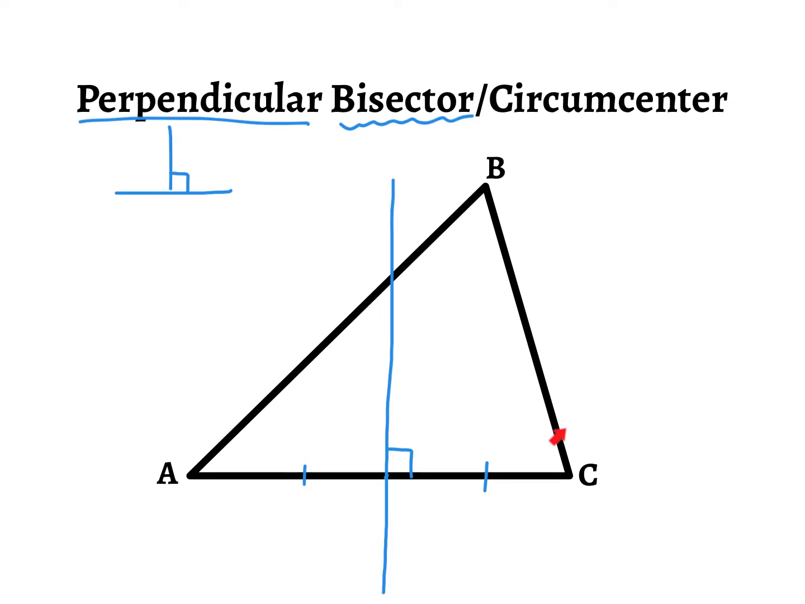We're going to look at BC and AB. I'm going to use different colors to help you identify the differences. If we're looking at BC, we're going to cut this segment down the middle, also at 90 degrees. So now these two segments are congruent.